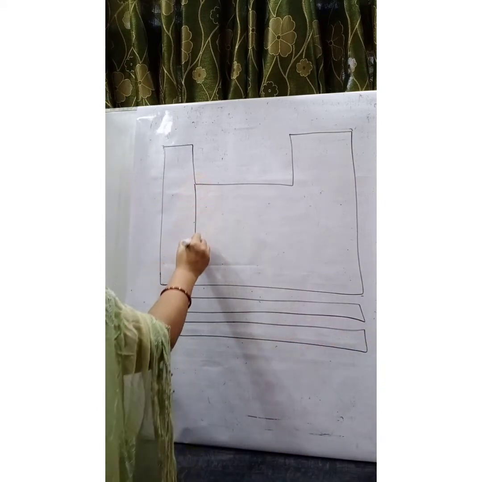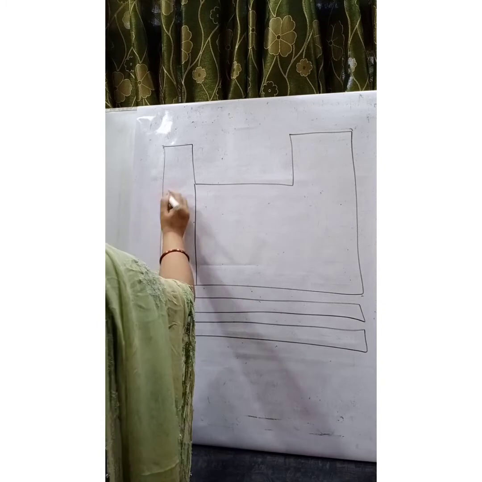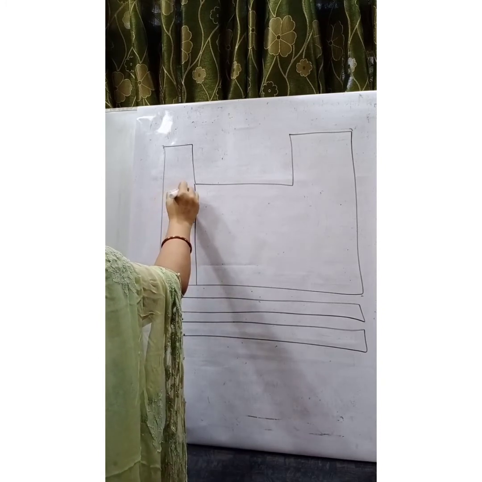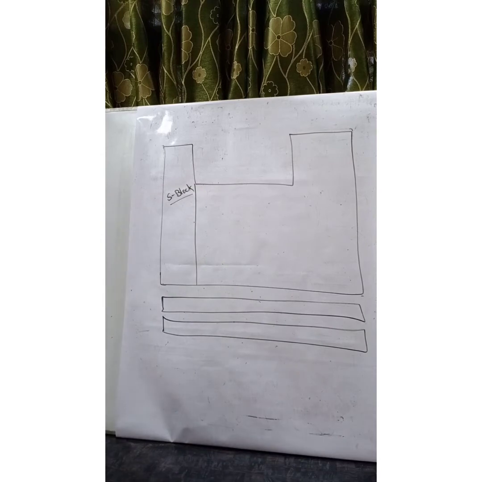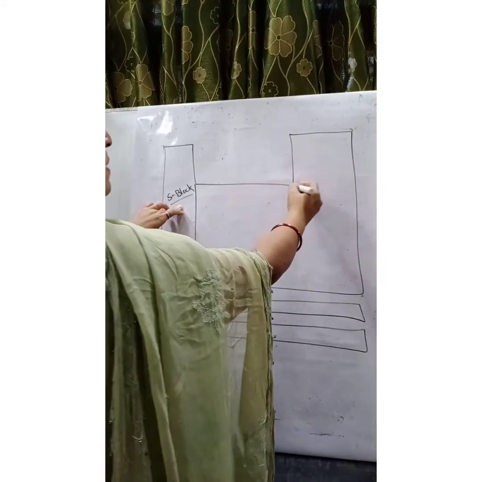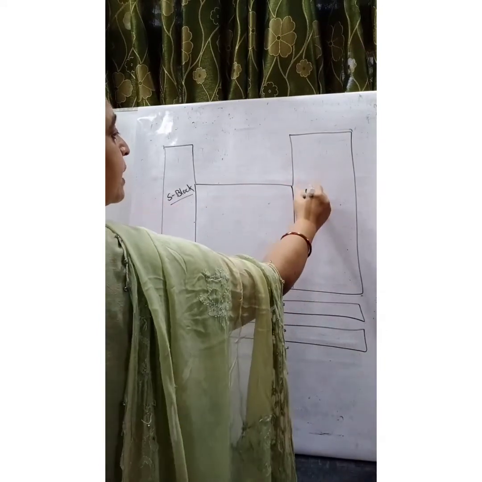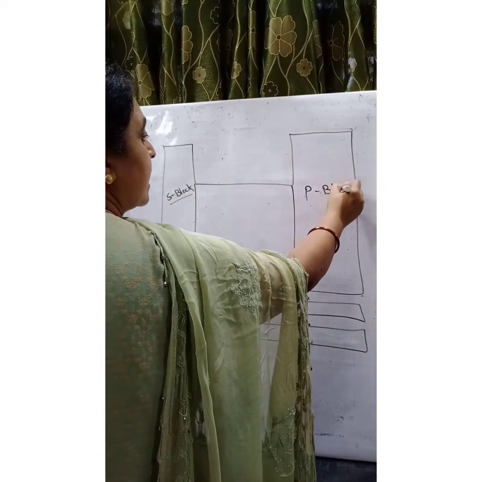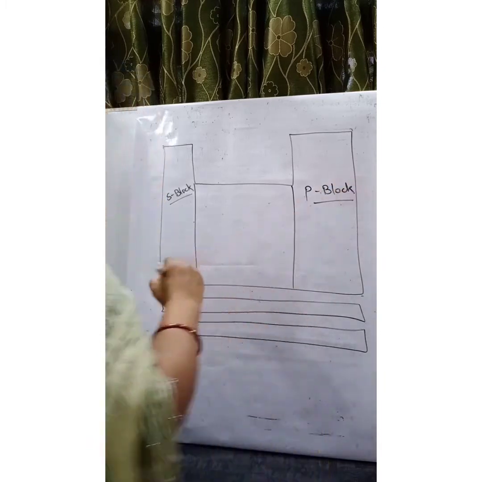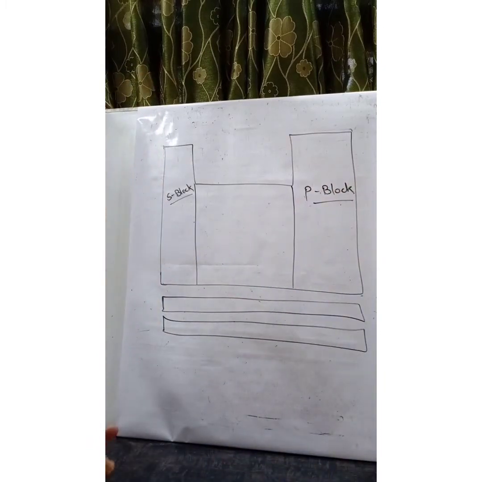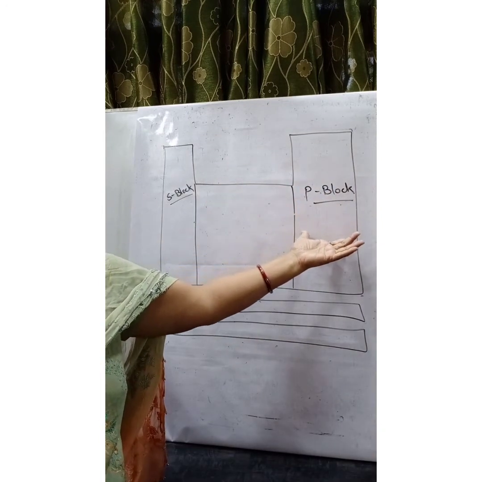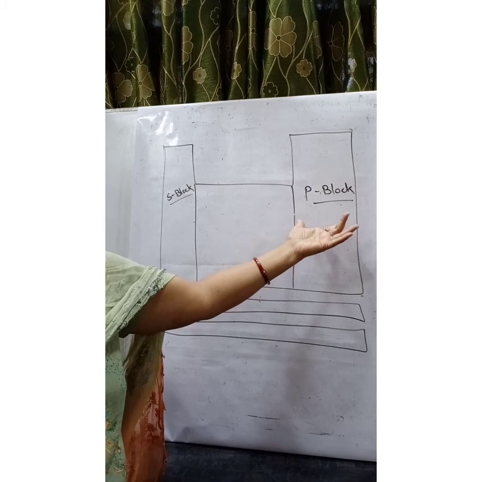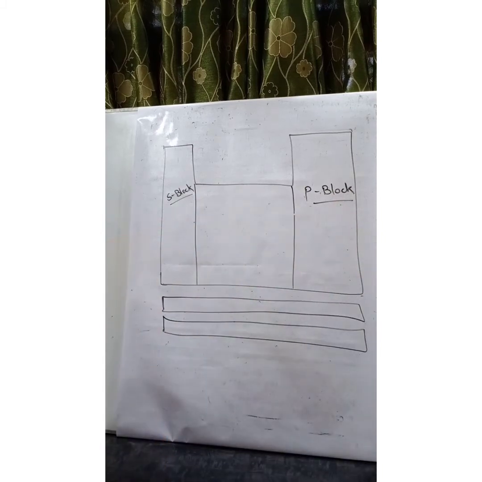We have already studied that on the extreme left hand side we have S block elements. These elements belong to S block because the last electron enters into S orbital. On the extreme right hand side of the periodic table we have P block elements. We have already studied the chemistry of P block. They are rich in variety because they include all metals, non-metals as well as metalloids.